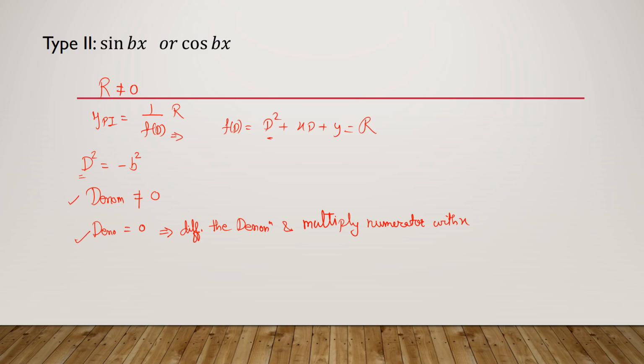Now let's try an example of such type. Example 1: D² plus 4y equal to sin 2x. Over here, the value of b is equal to 2. So D² will be equal to minus b², that is equal to minus 4. So the solution will be given as yp equal to 1 upon f(D). The value of f(D) is equal to D² plus 4. So we will directly substitute it over here into sin 2x.